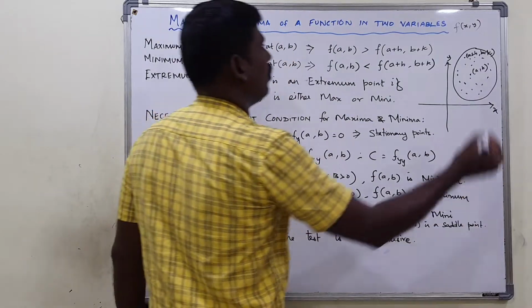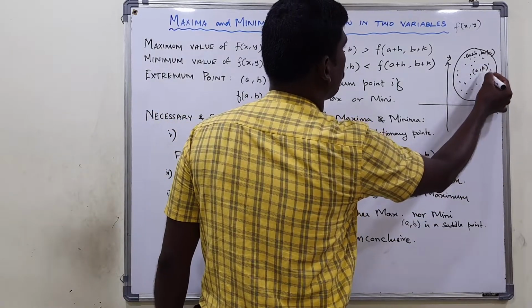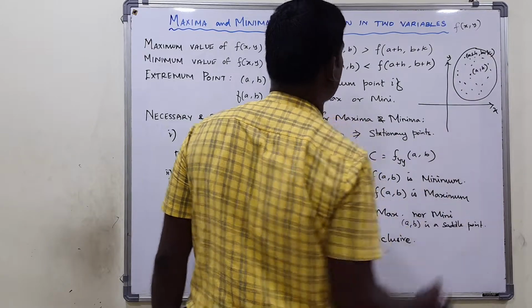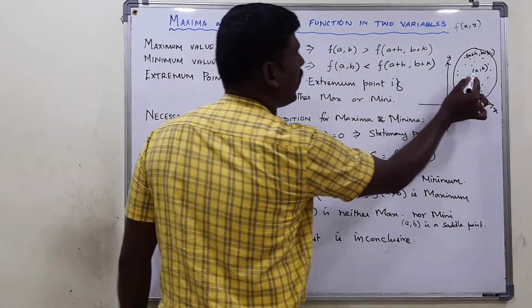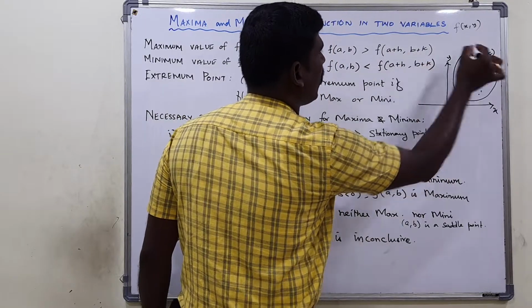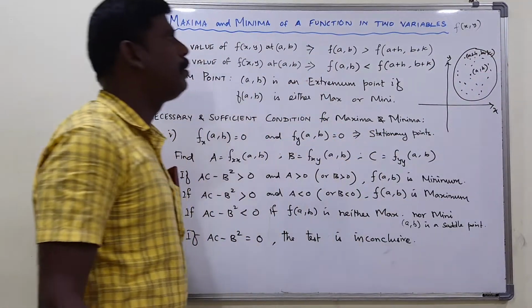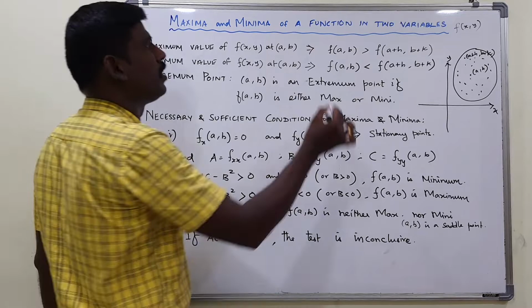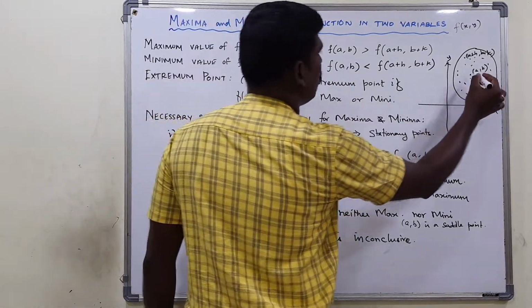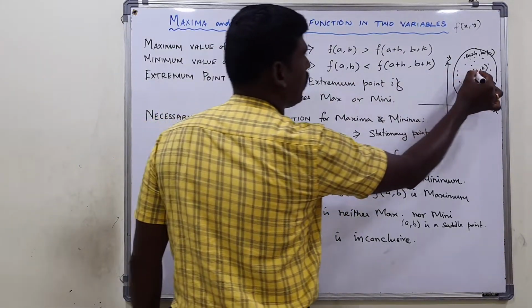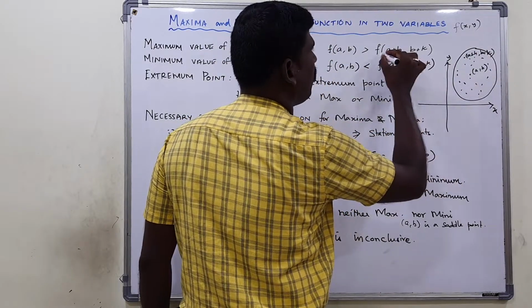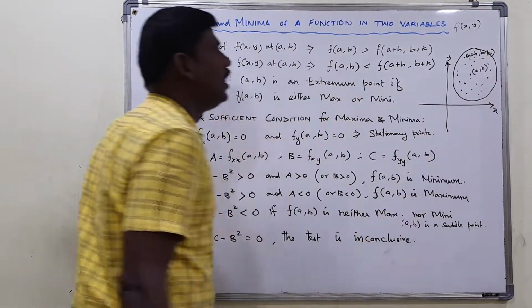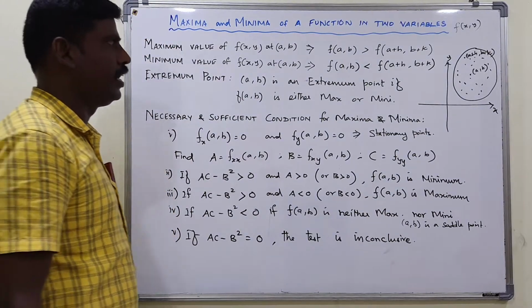Find out the value of f of a comma b and f of a plus h comma b plus k. Comparing both of the two values, f of a comma b is always greater than the value of f at any point inside the neighborhood of a comma b. That's simply what we call f of a comma b. The value of the function f of x comma y at a comma b is greater than the value of the same function at any point inside the same neighborhood of a comma b, right?